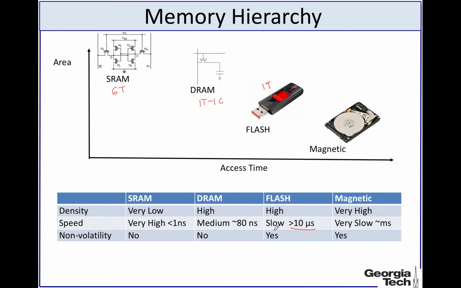And in terms of non-volatility, flash is non-volatile while SRAM and DRAM are volatile. This is because if you turn off the power, then all the voltages in the DRAM will go to 0, and also all the voltages in the SRAM will go to 0, so it will not remember what the previous value was. On the other hand, these electrons that are trapped in the floating gate will remain even if there is no power supply.